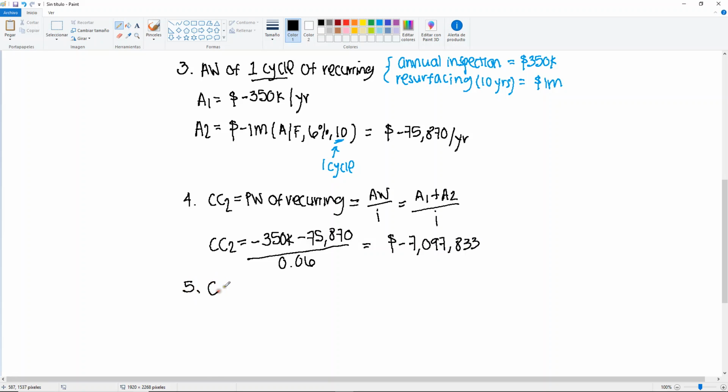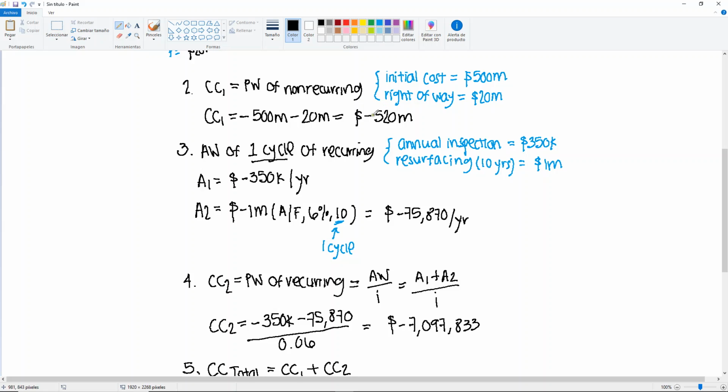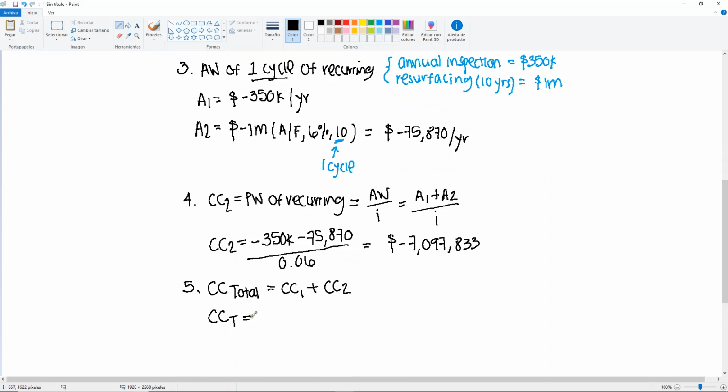Okay, we have one more step to go. Step number 5, we calculate the CC total, which is what we found for CC1 plus what we found for CC2. They're both negative, so our CC total would be minus 520 million minus 7,097,833, and the answer would be roughly minus 527.1 million.